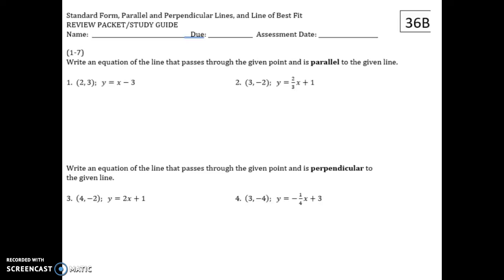Hey guys, here is how to do every problem in 36B. This is a study guide review packet for the assessment next class. Be really careful when you're taking the assessment that you use a highlighter or underline and answer the questions.